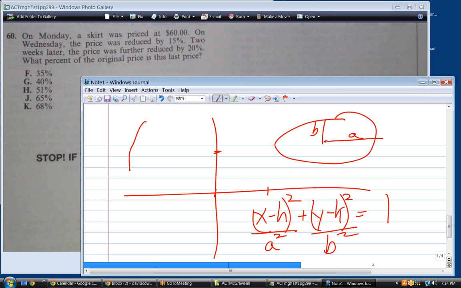Unless it's a vertical ellipse. And then a is the vertical measurement. A is always the biggest number. And if a is measured vertically, it has to go under the y. So sometimes the equation of an ellipse can be this, where the a squared is under the y. But I've actually never seen one on an ACT practice test that was anything other than that right there. So that's what I would memorize. Not the vertical one, but the horizontal one. All right.